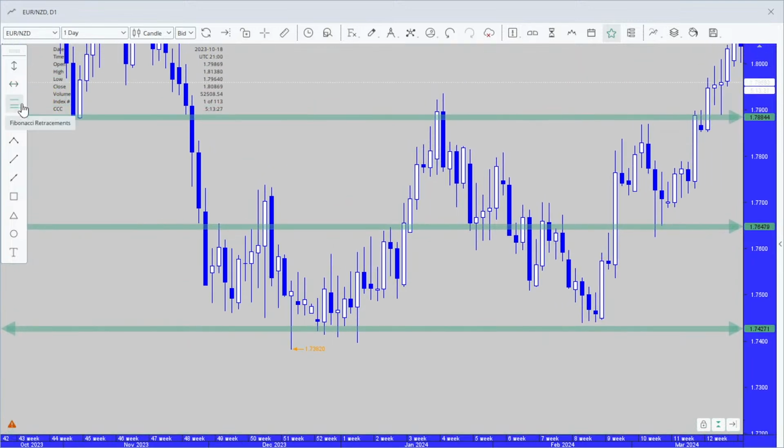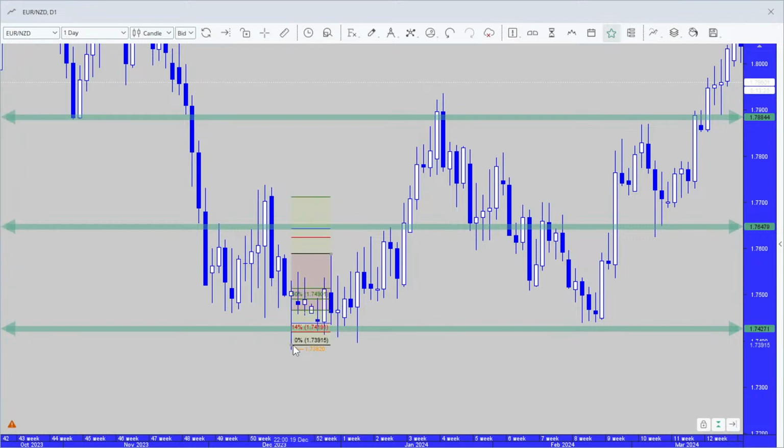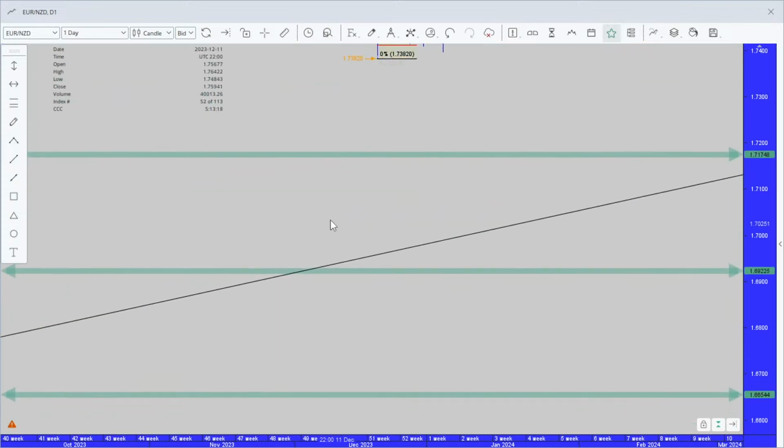I have a great question. Boss, how do you know when to redo the confirmation Fibonacci? Great question.